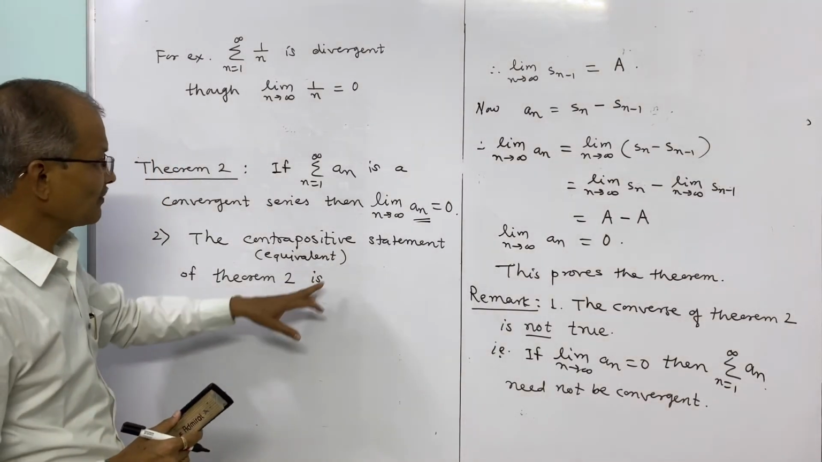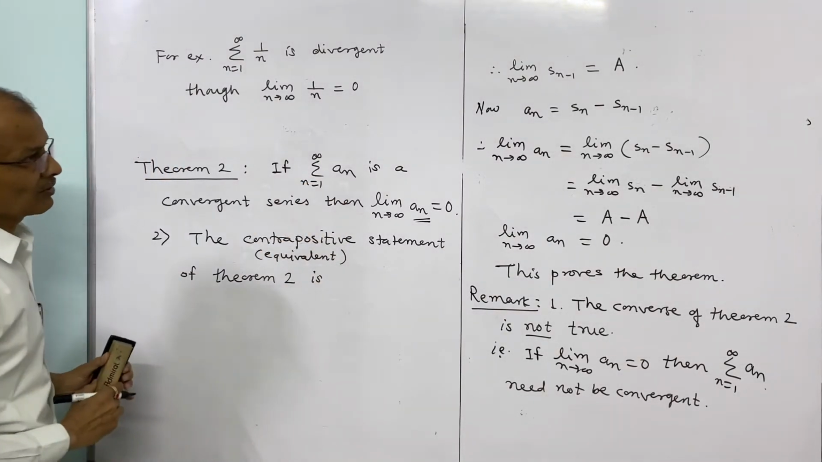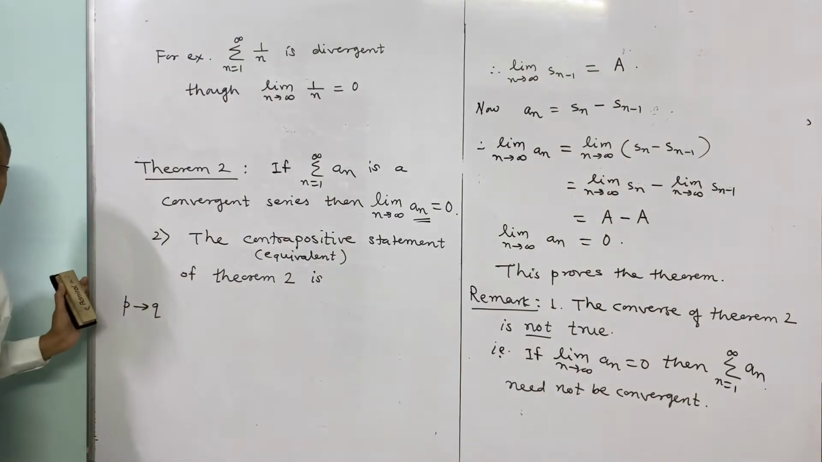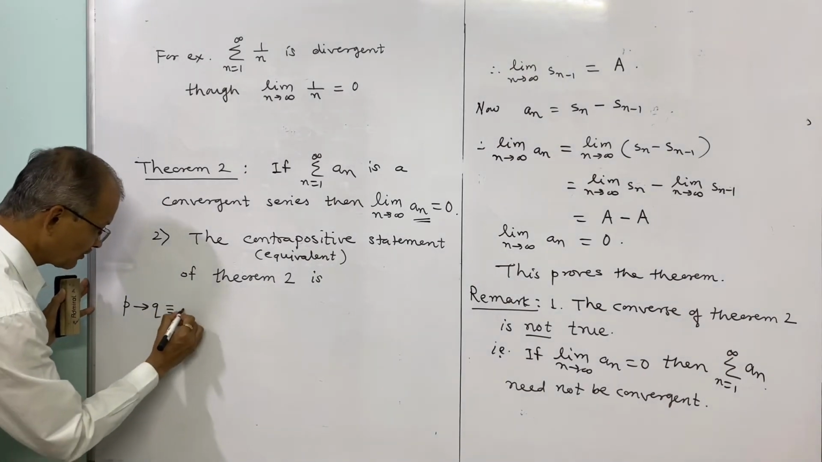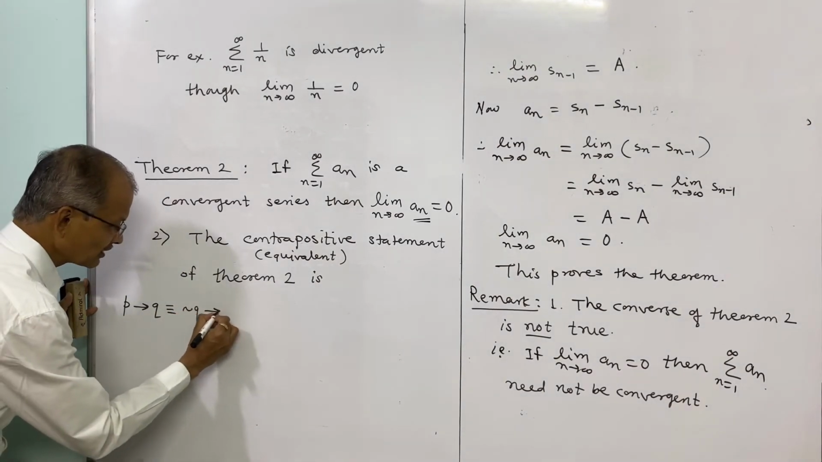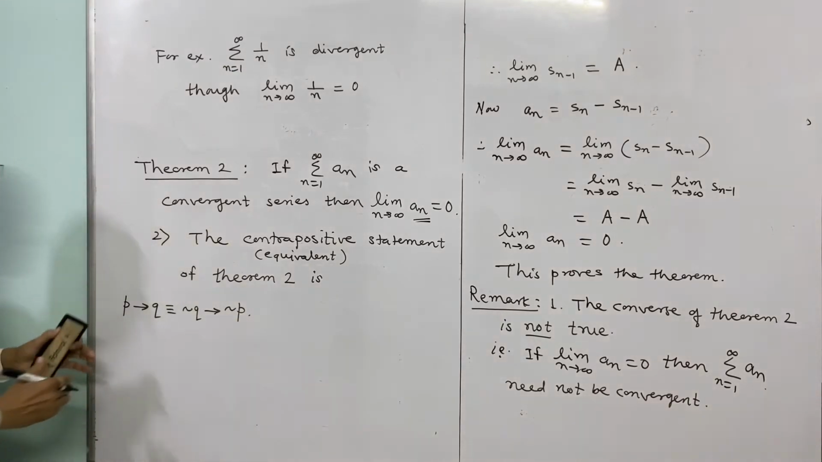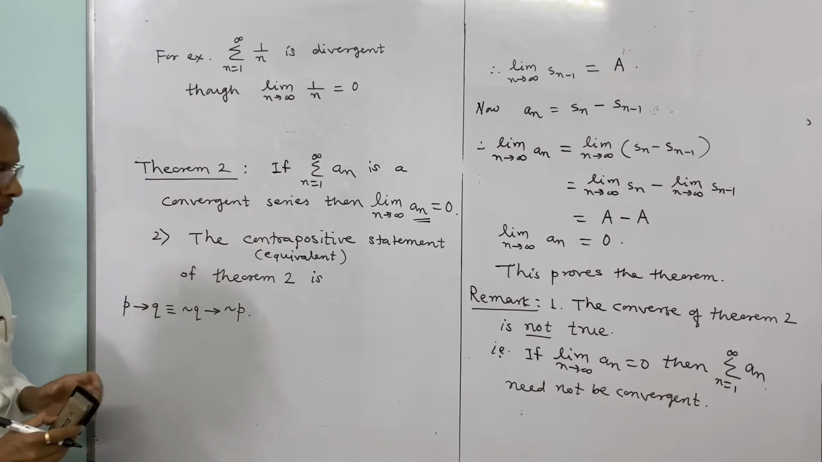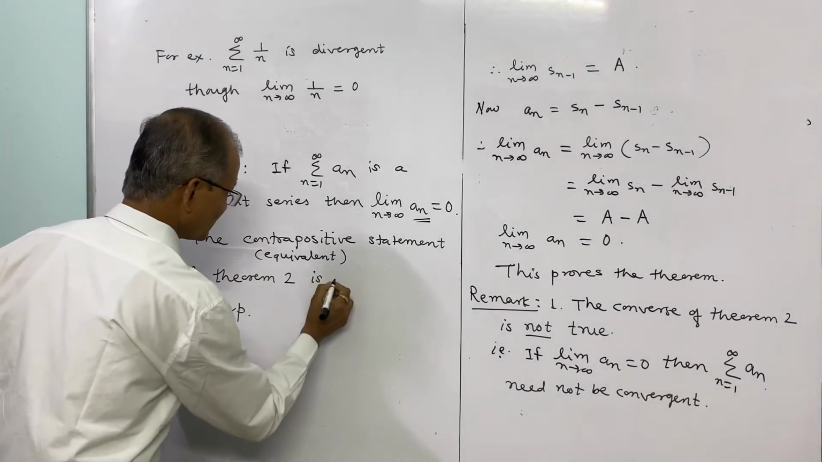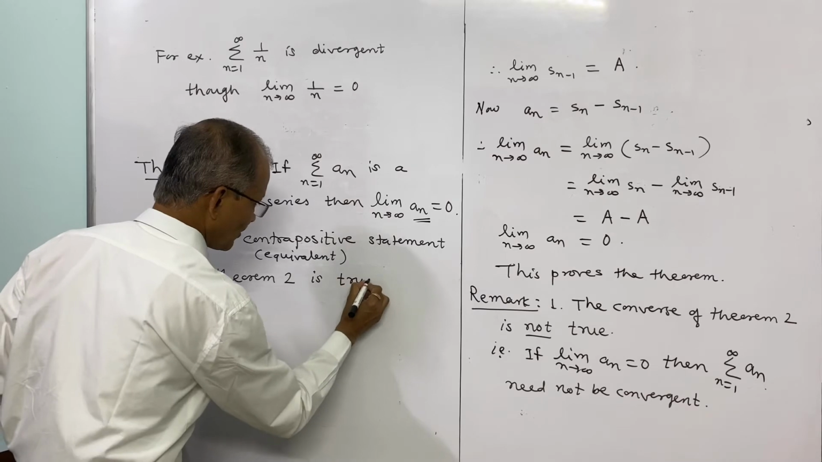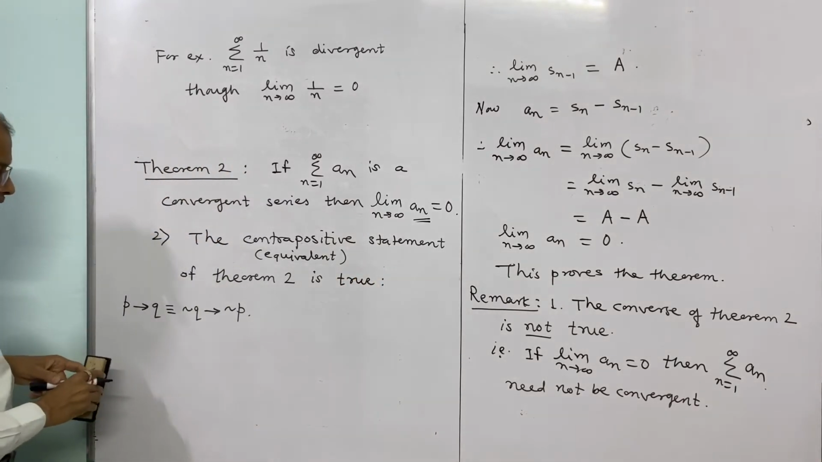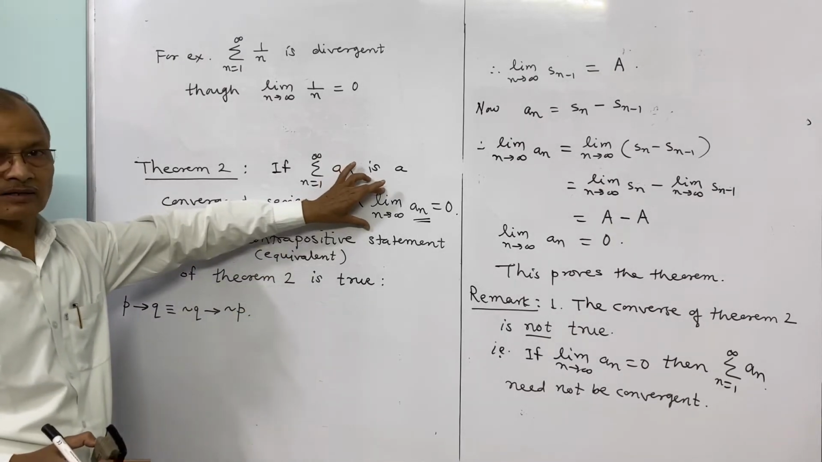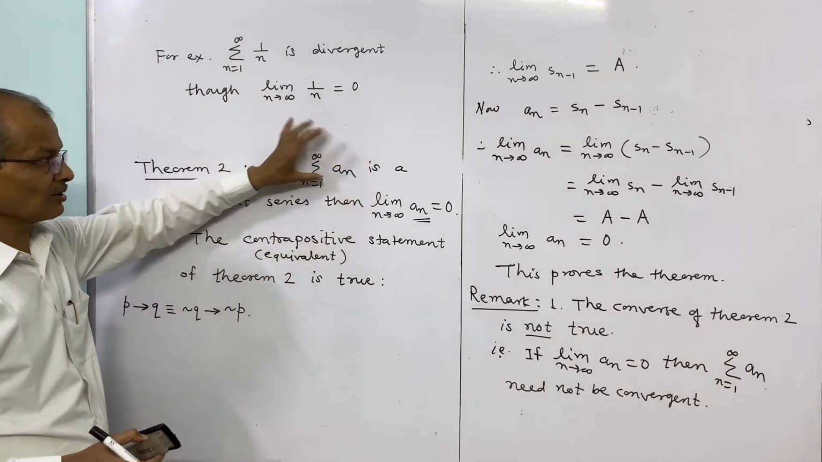Theorem 2 is, we know, a conditional statement: P implies Q, and this is equivalent to negation of Q implies negation of P. These two are equivalent, always true, and therefore the contrapositive of this statement is true. That is, what is that statement? Negation of Q implies negation of P, means negation of this statement implies negation of this statement.